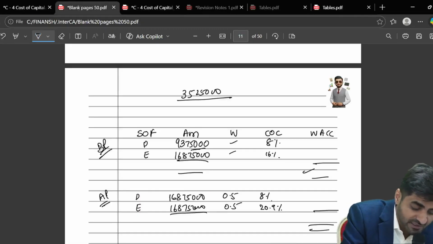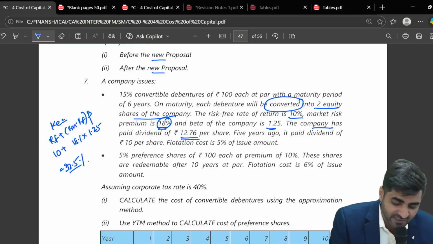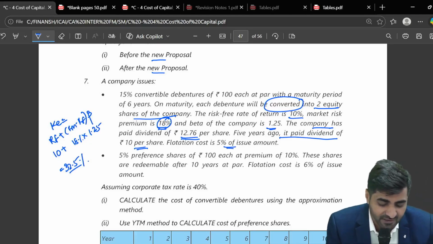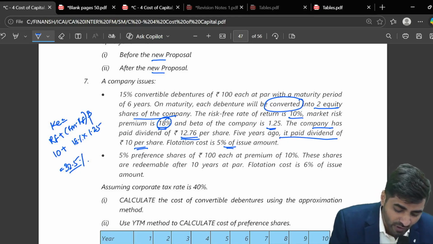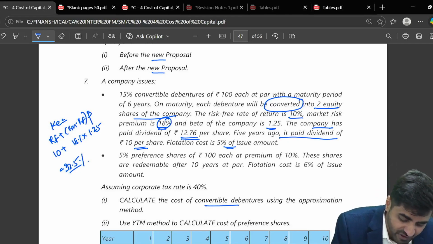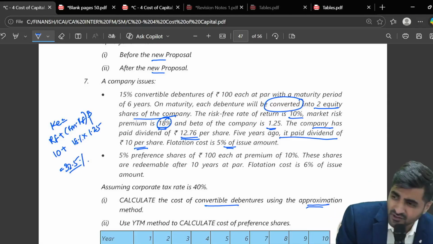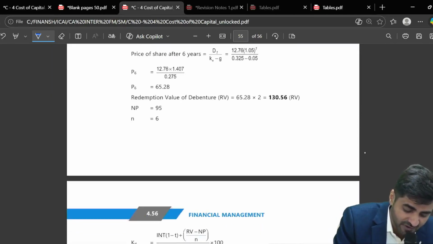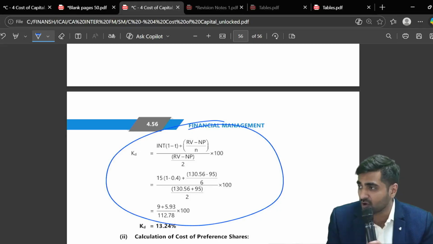But then what have they asked you? The company has paid a dividend of rupees 12.76 and 5 years ago it paid a dividend of rupees 10. Flotation cost is 5%. Now you are required to calculate the cost of convertible debentures using the approximation method. Approximation method means that formula which I told you. This is nothing but your approximation method.